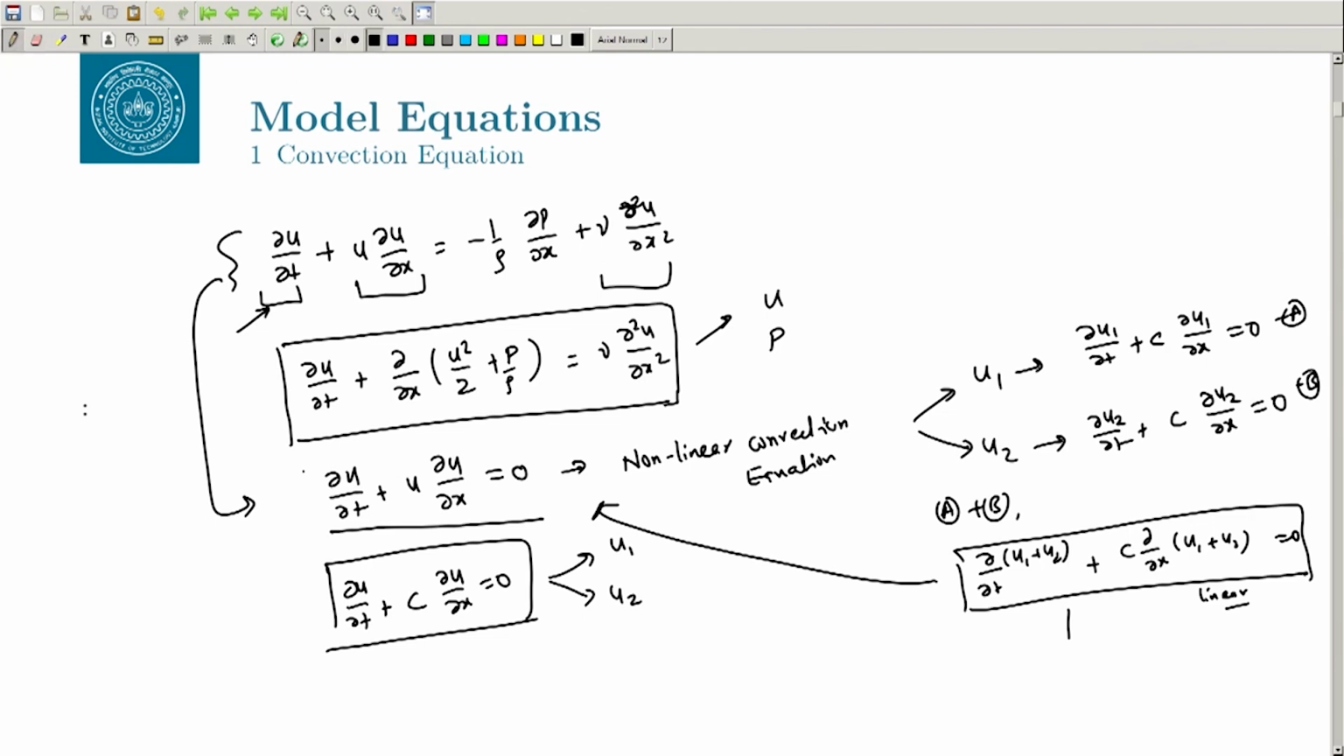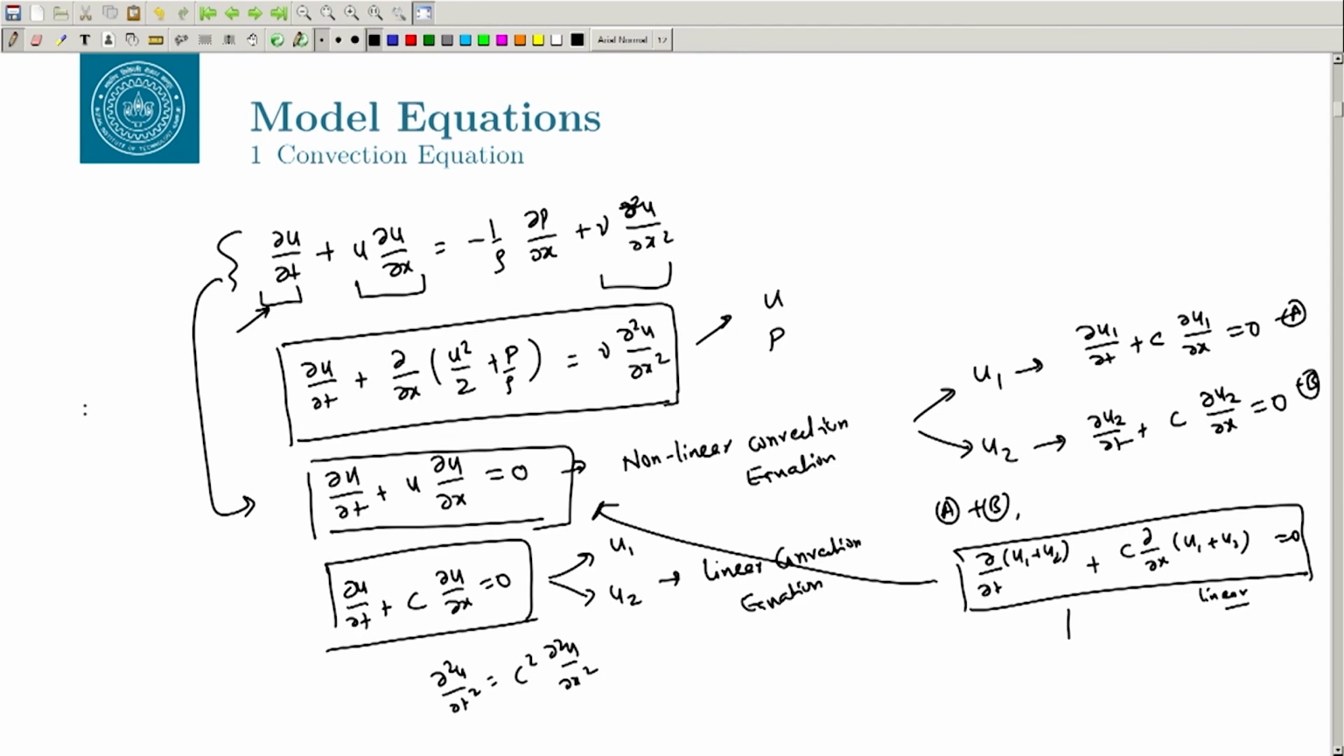So, before even looking into the non-linear equation, we will look into this linear convection equation. We have also seen earlier that it represents a wave equation. So, you can also write it as del square u by del t square is equal to c square del square u by del x square.